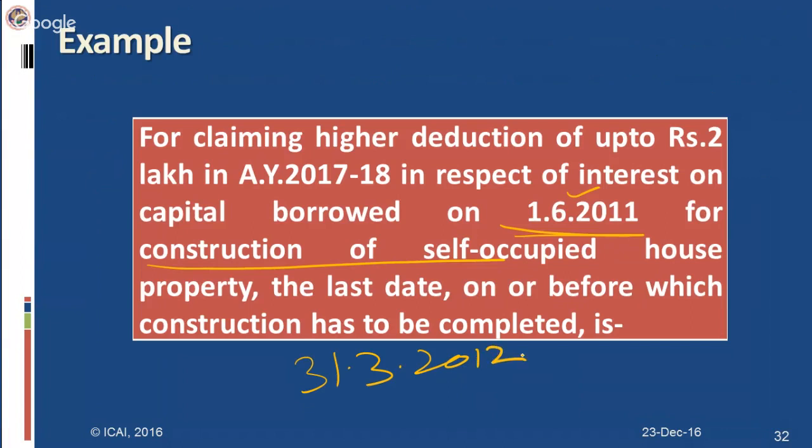31/3/2012. For claiming the higher deduction of ₹2 lakh in the assessment year 17-18, he has to complete the construction up to 31/3/2017, within 5 years' time. Then he will claim the higher deduction of ₹2 lakh in the assessment year 17-18. Suppose he is not able to complete the construction within this time period, then he can claim only ₹30,000 in that previous year.